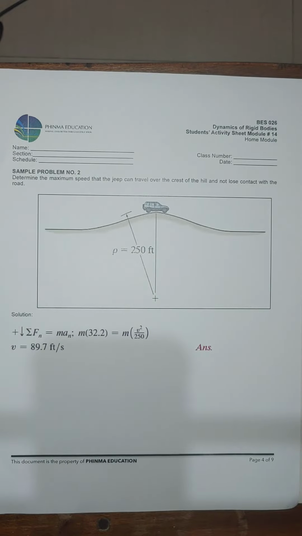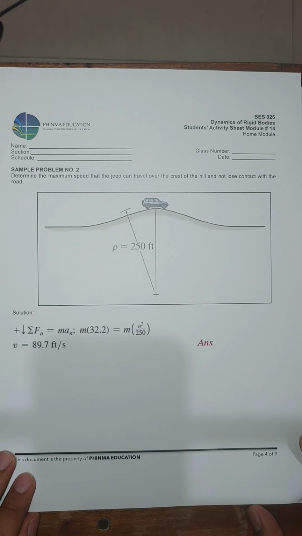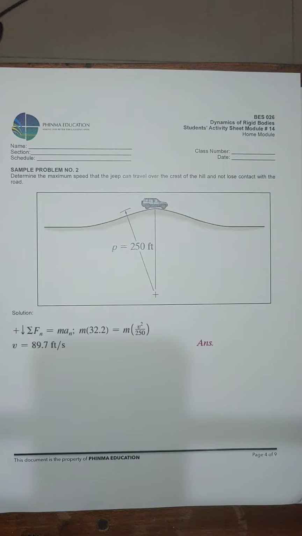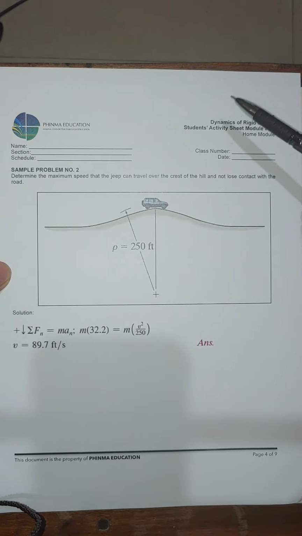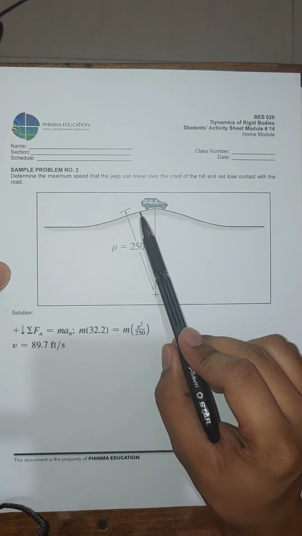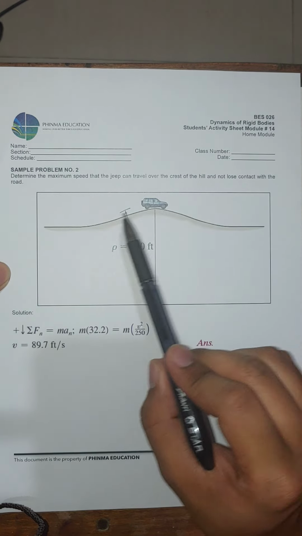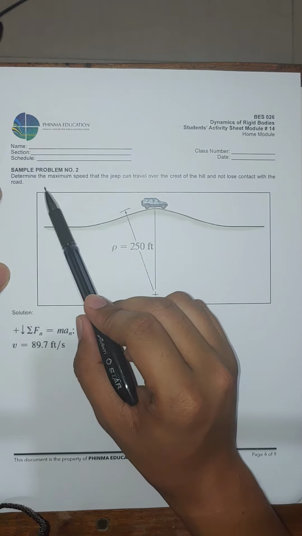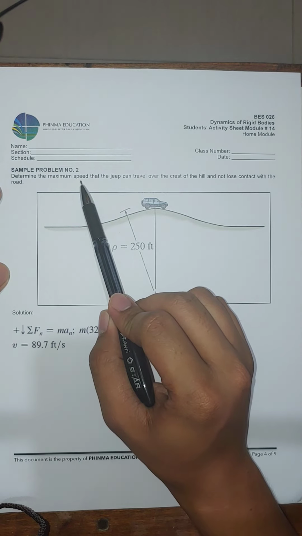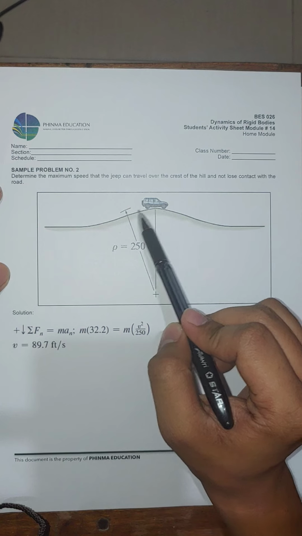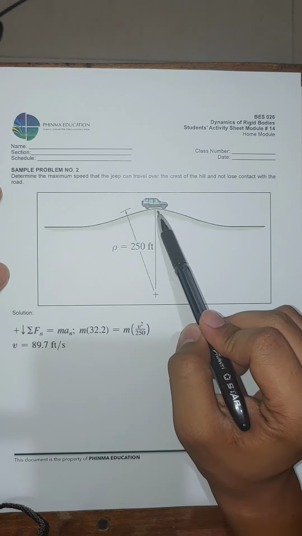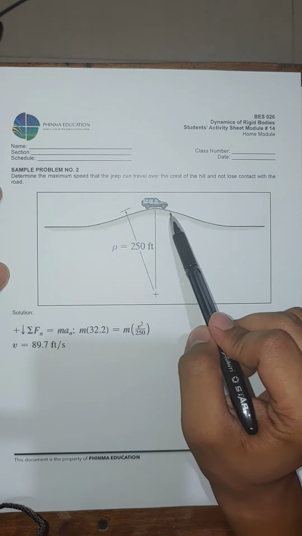Moving to our sample problem number 2. So we are given a car, a jeep, and a hill on this side. Our condition is to get the maximum speed, again maximum speed, enough when it passes over the crest of the hill.